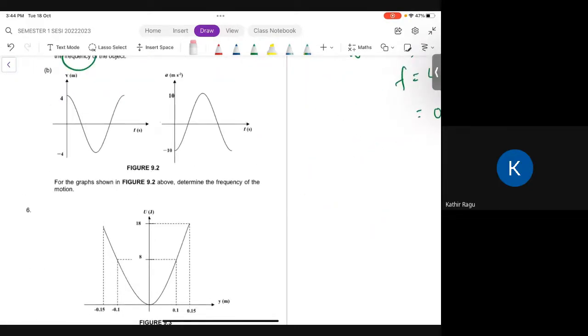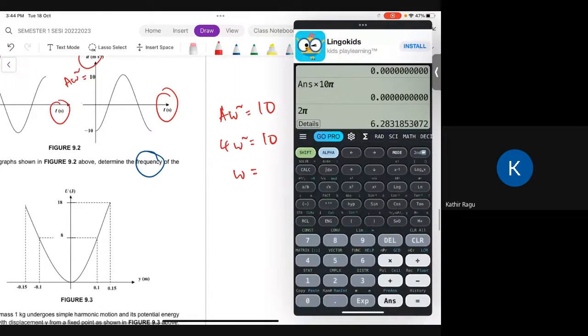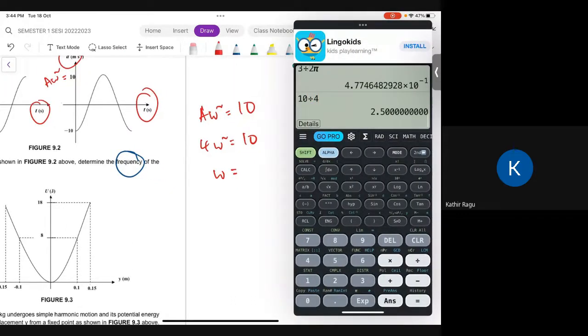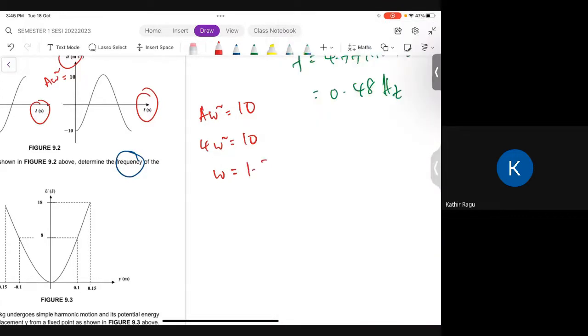So question number B also they ask you to calculate frequency. So this one is graph y against t, A against t. Okay, what we can know about the graph? If they give you this one is y, this is A. This one is r squared. So you ada r squared, this is 10. Your A is 4. So you can get the omega. So your omega is 10 divided by 4 square root answer. So you get 1.58. 1.58 rad s^-1 equals to 2 pi f. So you can get the f lah.